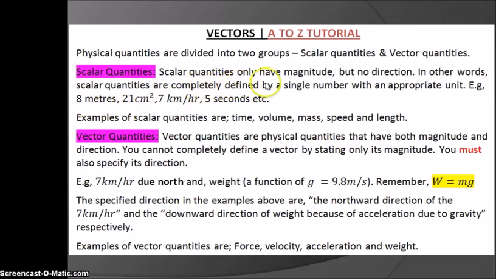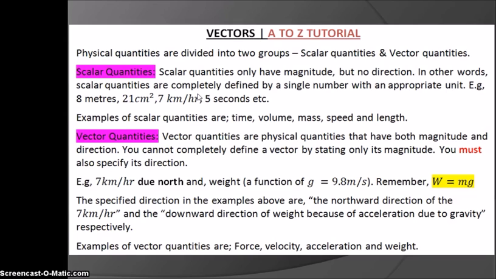They can be completely defined by a single number, which is the magnitude, an ordinary number, with its appropriate accompanying unit. In this case, the unit is meters, which is length. Here is centimeter square, which is area, kilometer per hour, which is speed, and 5 seconds. Here, seconds is the unit. So these are all scalar quantities.